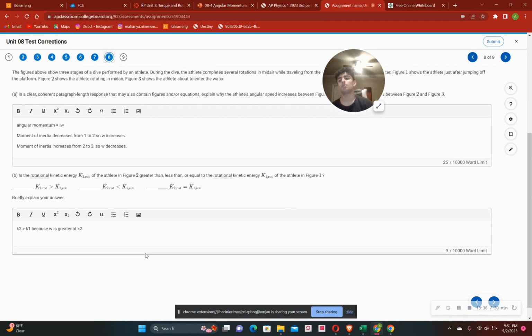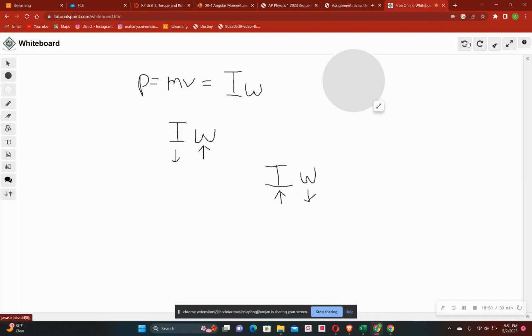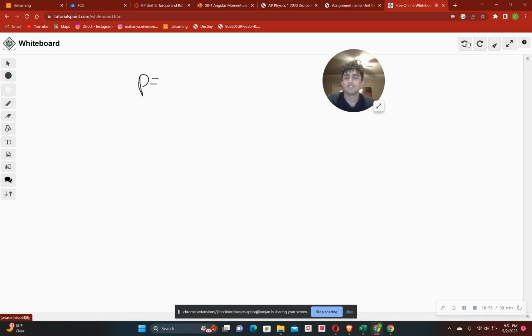Now it's saying in part B, is the rotational kinetic energy of the athlete in figure 2 greater than, less than, or equal to the rotational kinetic energy in figure 1? So we just talked about angular speed, right? And we connected linear motion to angular motion, I guess. So for kinetic energy for linear motion, it's just 1/2 mv squared, right?